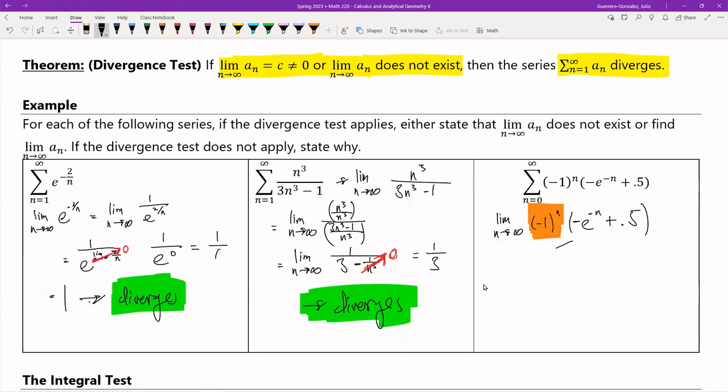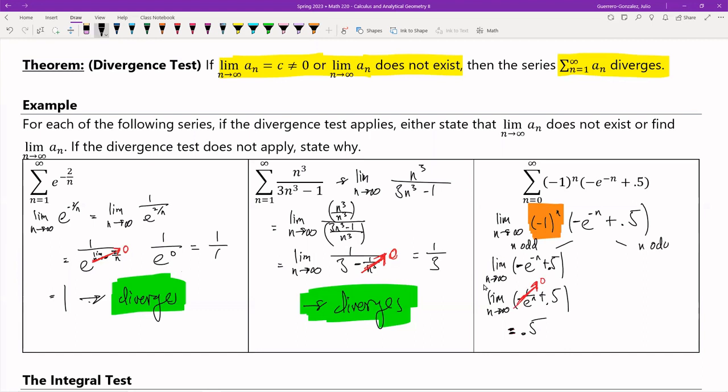Specifically, it's going to split this thing into two subsequences. The limit as n goes to infinity of the positive ones, so this is going to be negative e to the minus n plus 0.5, so basically this is when n is even. If these happen, then you get the limit as n goes to infinity of negative 1 over e to the n plus 0.5. I forgot the 0.5 here. There we go. And if you take a look at this now, this tends to zero. So this is going to be equal to 0.5.